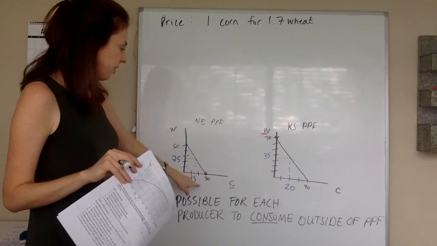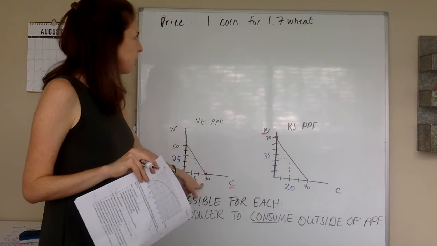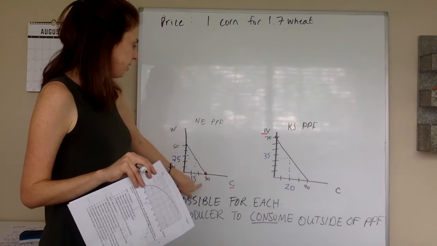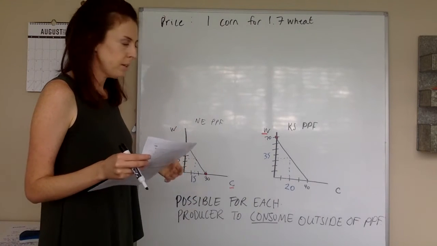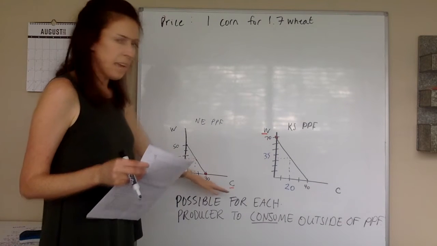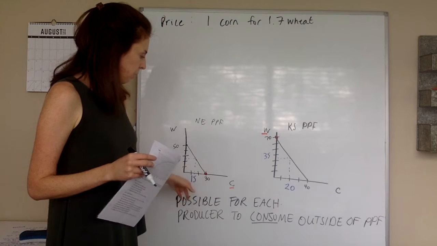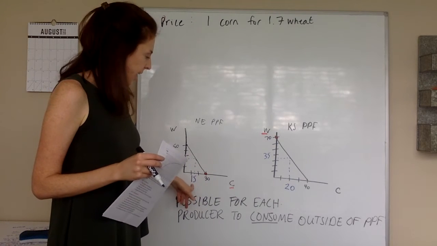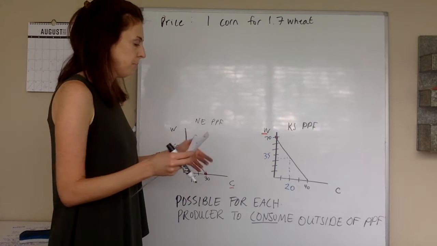Okay, Nebraska, again, they've got 30 units of corn sitting in their barns. They want some wheat. They know that this is the price for wheat. Every time they give up 1 unit of corn, they'll bring in 1.7 units of wheat. So Nebraska doesn't hate corn. Like, they want to keep some of their corn. So let's say Nebraska maybe wants to keep 15 units of their corn, and then they want to take the other 15 units of their corn and trade them to get some wheat.